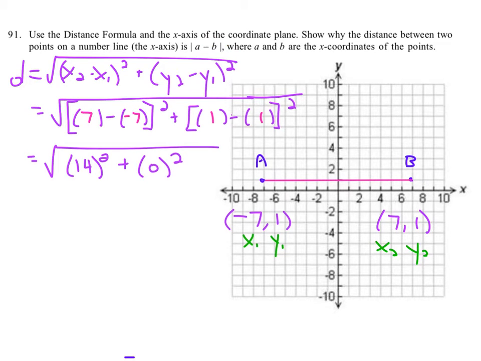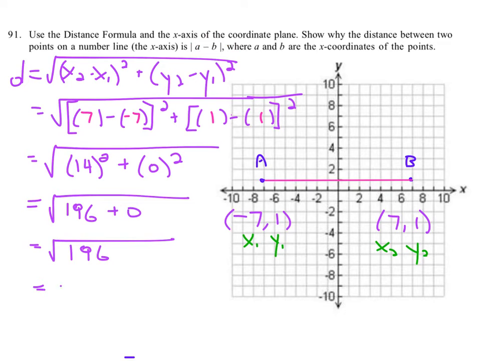So if you take some number and you square it, and then you square root it, you're going to get back to that number, right? Or essentially the absolute value of that number, if we're always taking the principal square root. Let's see, 14 times 14 is 196, plus 0 is essentially just the square root of 196, which we know to be 14.